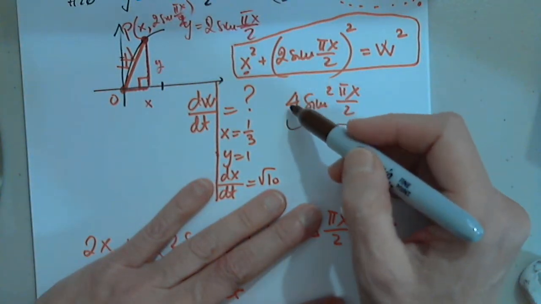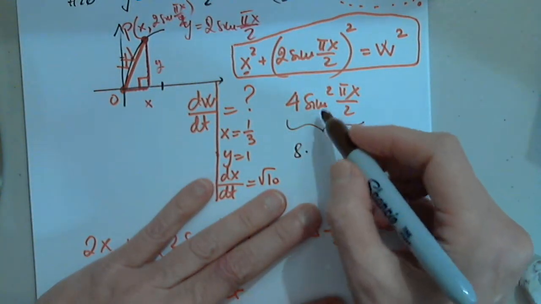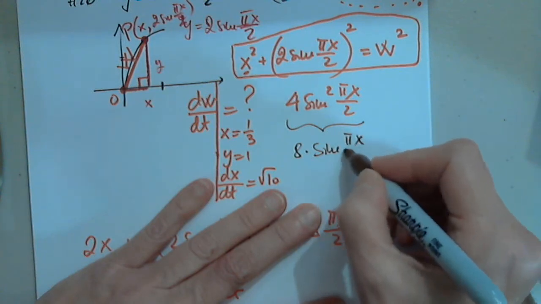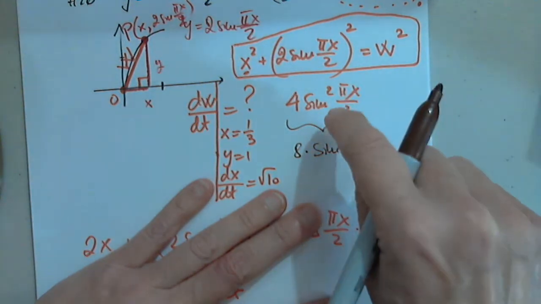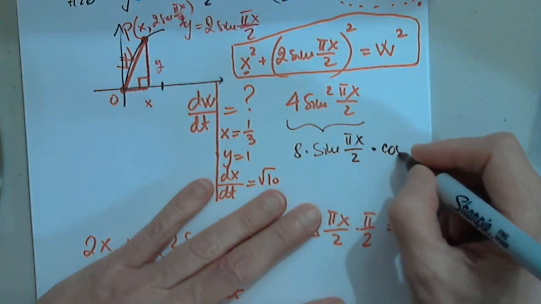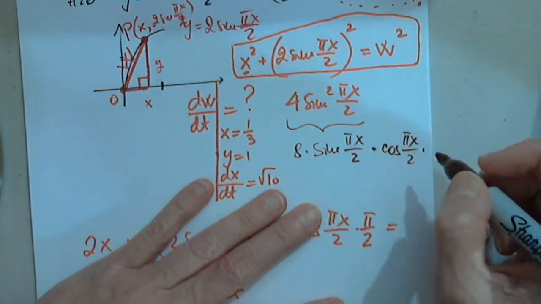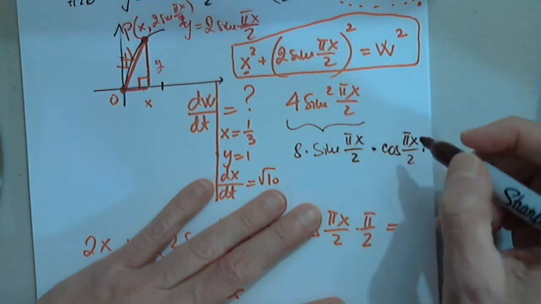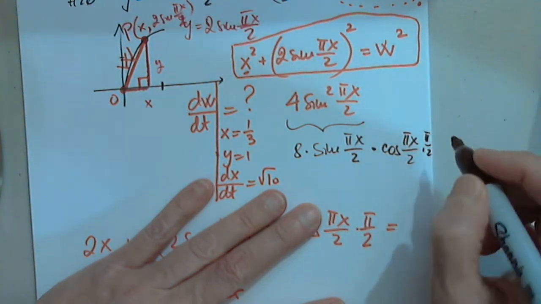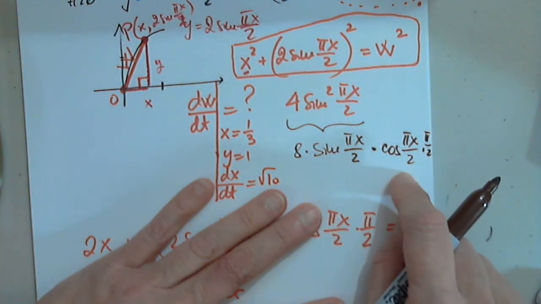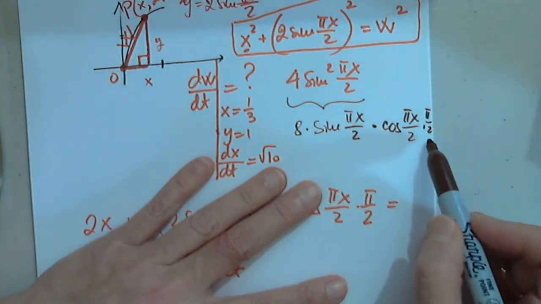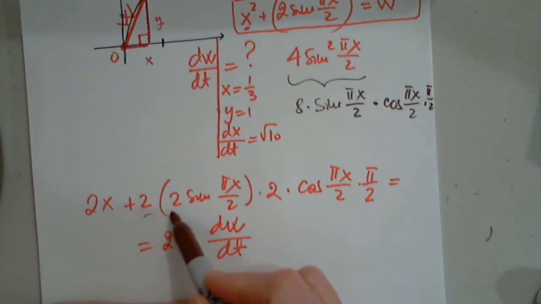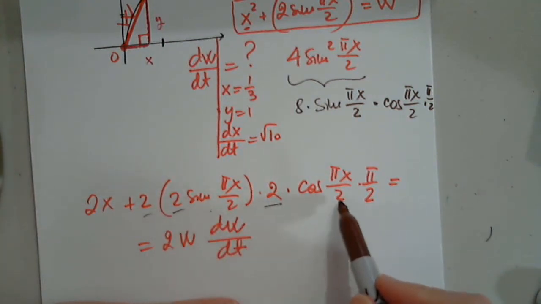I bring 2 in front, I get 8. I have sine pi x over 2 to 2 minus 1 times the inner function prime, which is cosine pi x over 2, times the further inner function prime, which is pi over 2. Is this okay? Yeah. So then I have 8 sine cosine pi over 2.